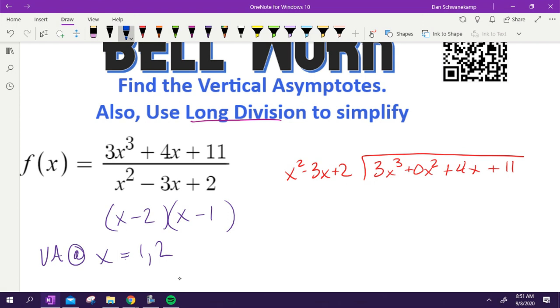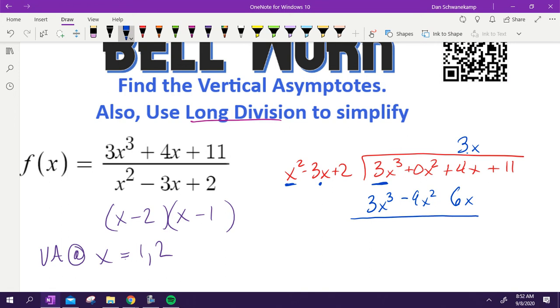We look at this problem, Matthew, and we ask ourselves the question, x squared times what is going to get me 3x cubed? 3x. So he's going to put a 3x up above, and then we are going to multiply that back in. So 3x times x squared is 3x cubed. 3x times negative 3x would be negative 9x squared. And then 3x times 2 would get me 6x. Then I'm going to put them together.